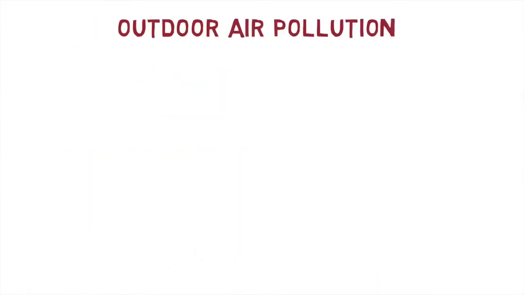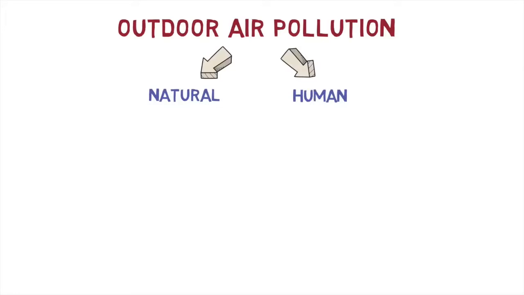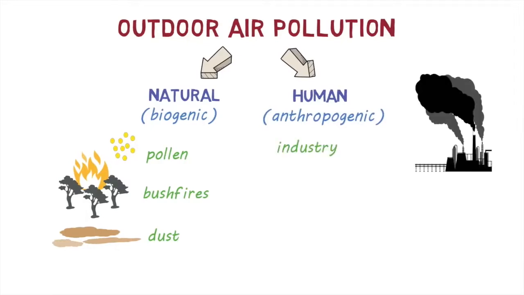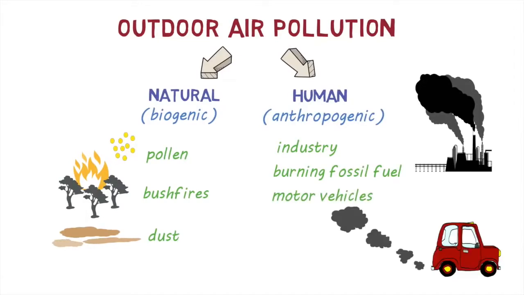Let's take a look at outdoor air pollution first. The outdoor air can be polluted by natural sources or human sources. Natural or biogenic sources of air pollution include pollen, bushfires, or dust from deserts. Pollution of the air from human sources, also called anthropogenic air pollution, is commonly due to industries, burning of fossil fuels, and the use of motor vehicles.